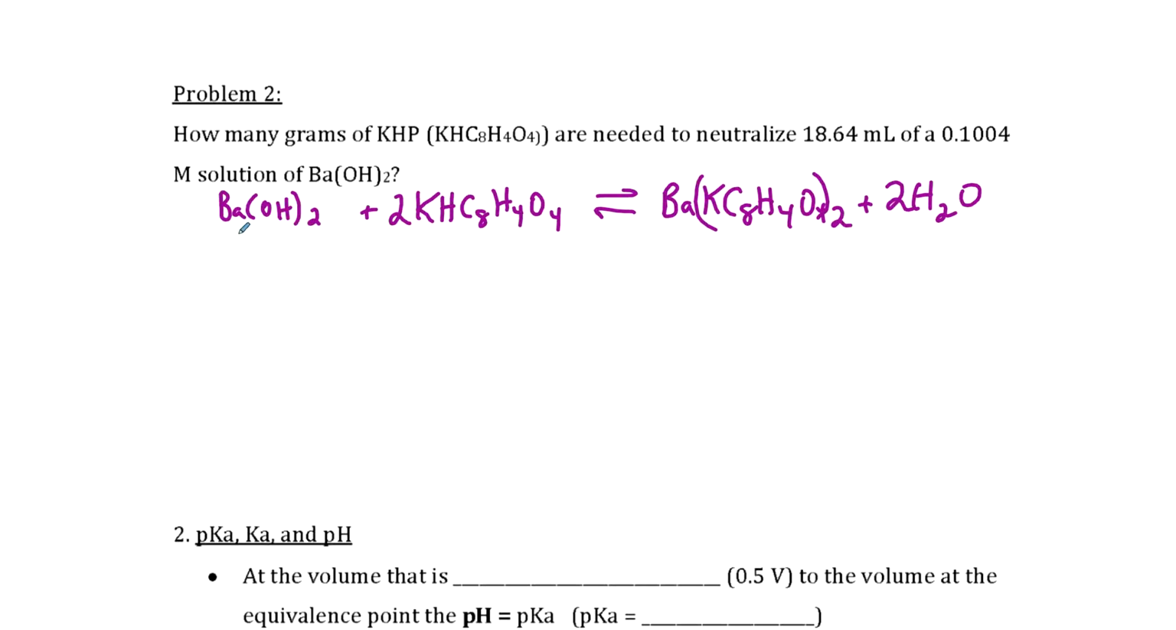Now I'm going to start by finding moles of the known. So what I know is I know the concentration and the volume of barium hydroxide. So this time, to find moles of what I know, I can just rearrange C equals n over V into n equals CV. So I'm going to put in the concentration of barium hydroxide, moles per liter or molar, times the volume in liters.